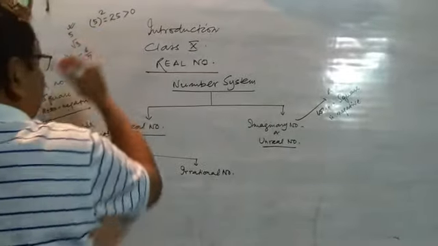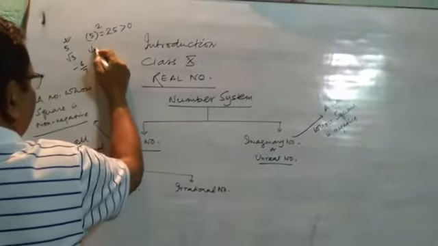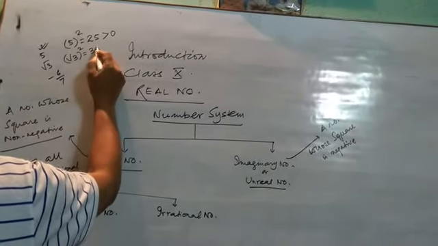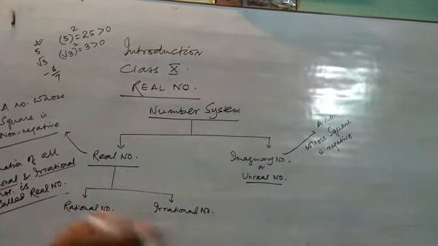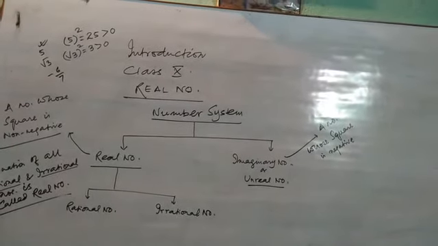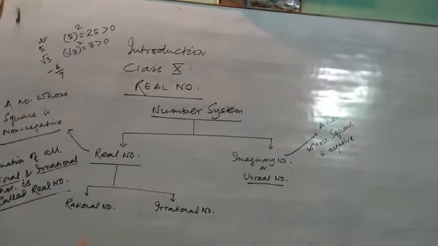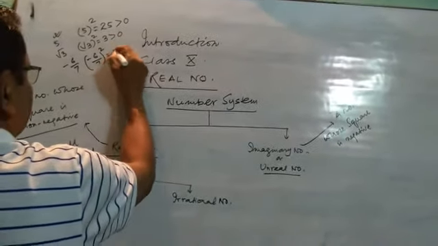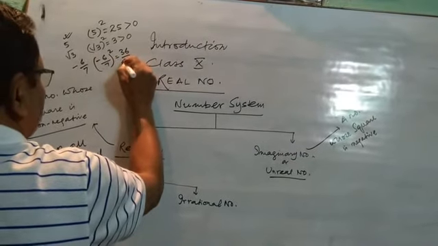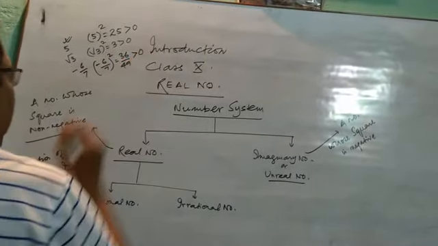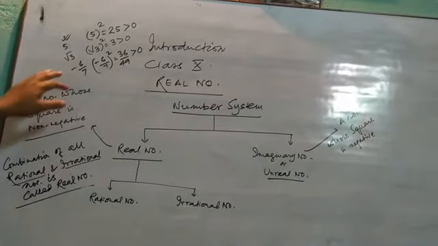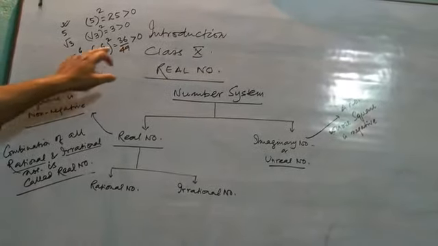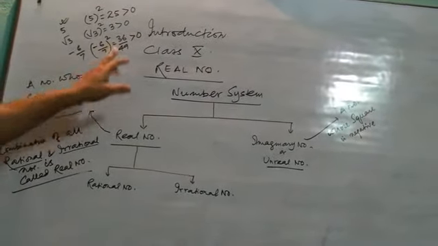Root 3 we have to check. Well, we will write root 3 square. It will give us 3. Again, it is positive. So root 3 is again a real number. Minus 6 by 7 we have to check. We will put minus 6 upon 7 whole square. We will get 36 by 49, and that is positive. Hence, minus 6 by 7 is also a real number. Thus, a number whose square is non-negative is called a real number.